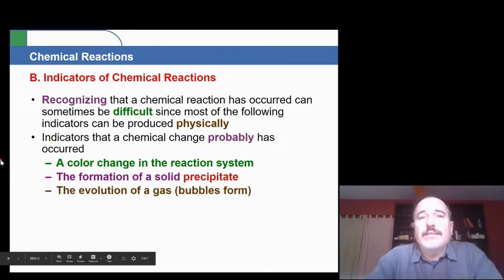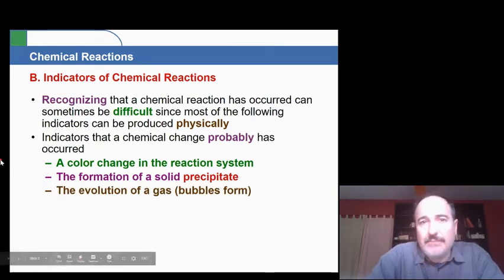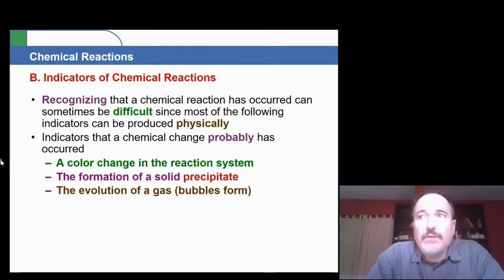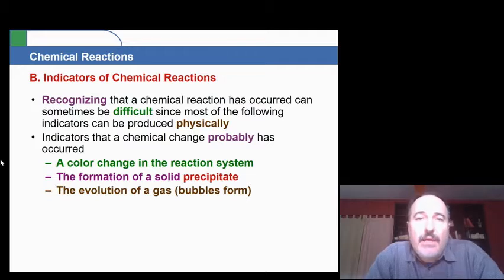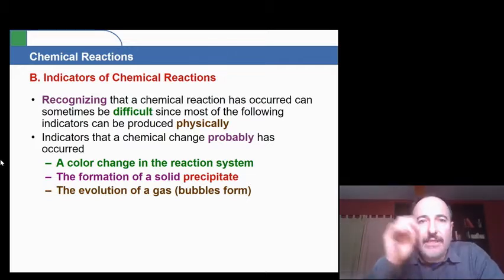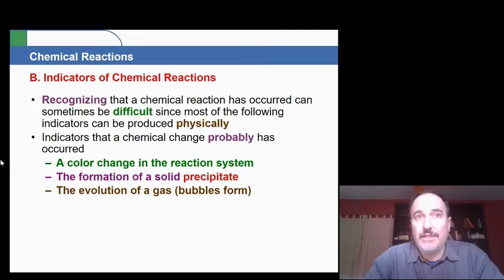Another type is the evolution of a gas. Bubbles form. For example, if you have a metal and you put it in a solution, you start seeing a bunch of bubbles coming. That's a good example of an evolution of a gas.